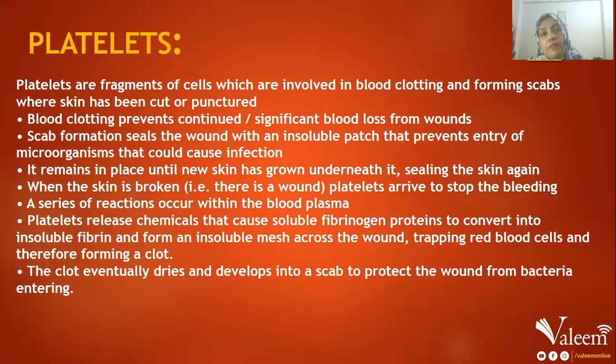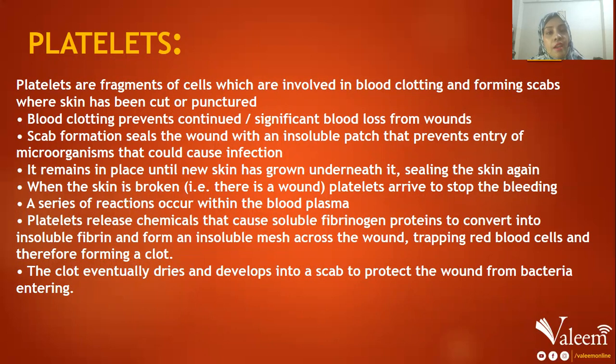Once you have a cut, platelets produce a special chemical which converts the fibrinogen to fibrin. Fibrinogen is the soluble protein and fibrin is the insoluble protein. Once you have any cut, this soluble protein fibrinogen converts into fibrin, which is insoluble, and this insoluble protein will trap all the white blood cells, red blood cells, and platelets and form the clot at that area.